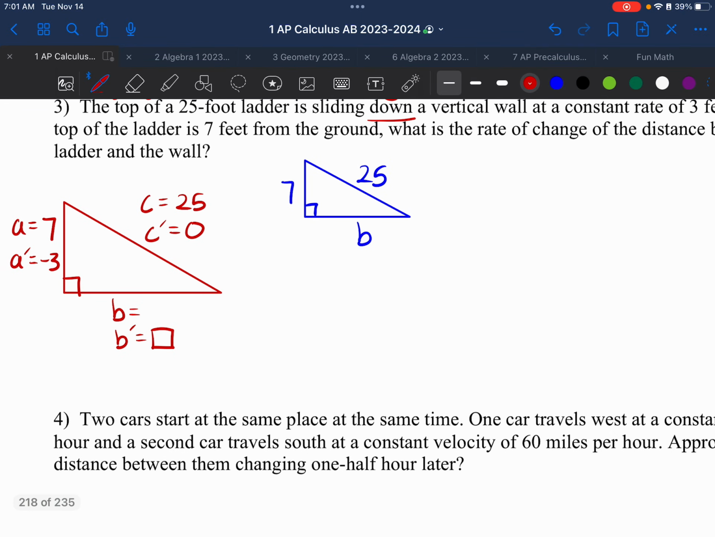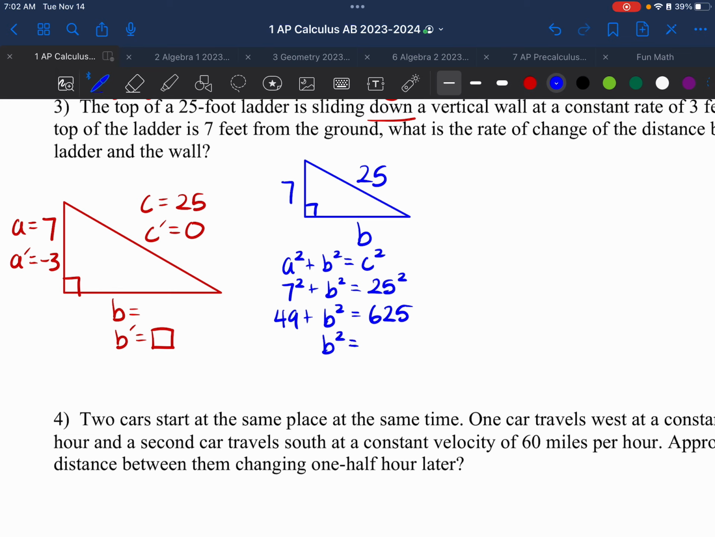So I'm going to set up the Pythagorean theorem. A squared plus B squared is equal to C squared, and therefore 7 squared plus B squared is equal to 25 squared. Holy moly. If you don't remember, 25 squared is 625. And then this is going to be 49 plus B squared. Subtracting 49, B squared is going to be equal to, what is that, 576, right? I happen to know the square root of 576 off the top of my head. It's 24. So B is equal to plus or minus 24.